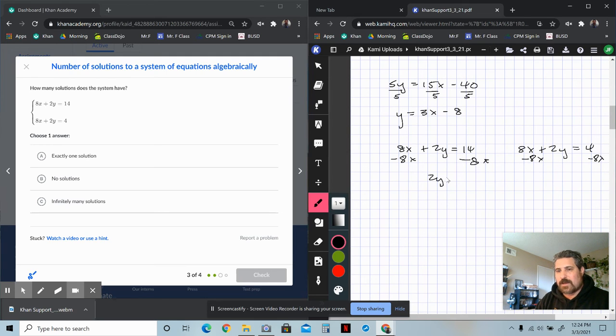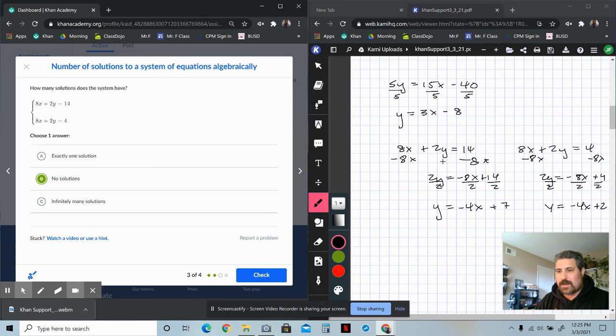And then you're going to get 2y is equal to negative 8x plus 14 over here. Here you're going to get 2y is equal to negative 8x plus 4. And then you'll notice that when you are solving this, you're going to divide everything by 2 to get the value of y. So we can see the slopes are the same, aren't they? In this case, you can see the slope is exactly the same. It's going to be negative 4 for both of these. But the intercepts are different, right? So if the slopes are the same, but the intercepts are different, these are parallel lines. And parallel lines are never going to intersect. So these two lines have the same slope, they're parallel, they're never going to intersect, which means that there's no solution.